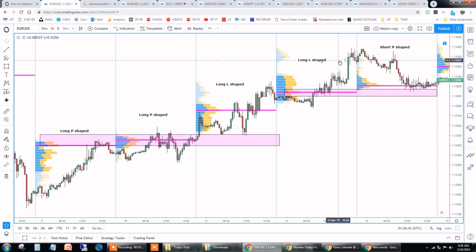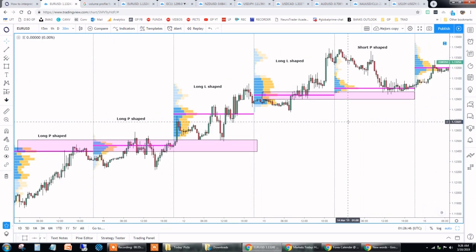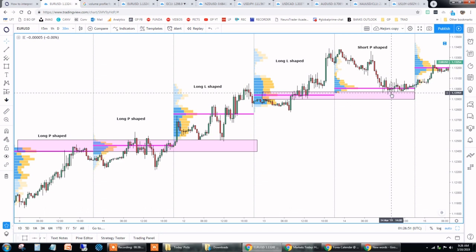So what's going to happen the next day if you have a long L shape is that those that were short are going to be looking to bail out of the market the moment that the POC, the moment that the opportunity for them to get out for limited damage, is found. And that's what happened right here the next day.